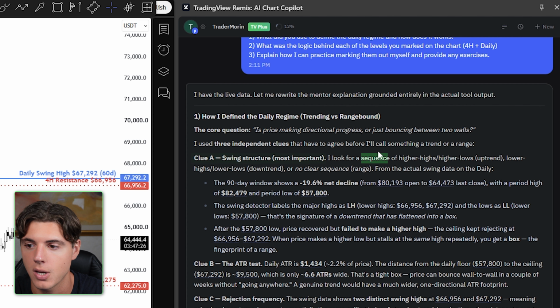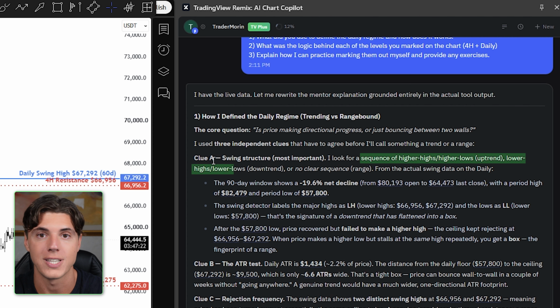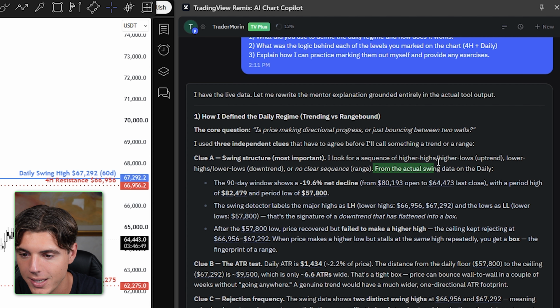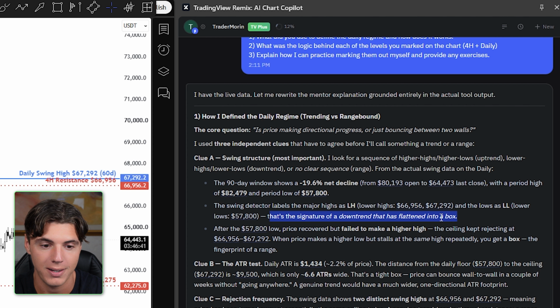It took the sequence of higher highs and higher lows in an uptrend and then lower highs and lower lows in a downtrend. And when you're in a range-bound environment, there is actually a lack of those clear market structure distinctions. And from the actual swing data, it's telling me that the signature is of a downtrend that has been flattened into a box. So we were in a downtrend and now price is more in a box-like environment, which is what we call our range-bound environment.